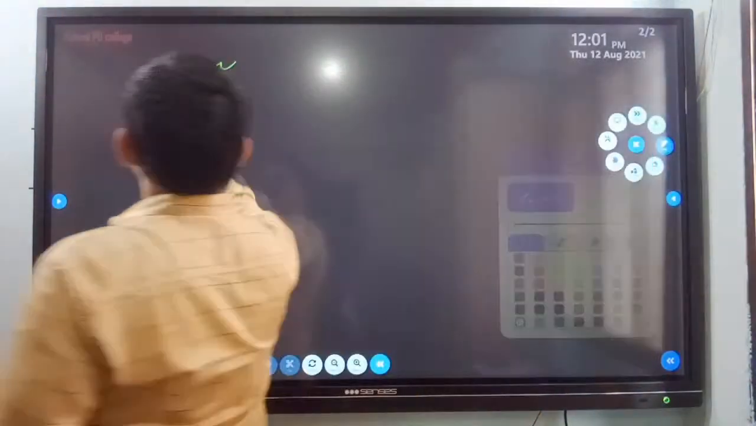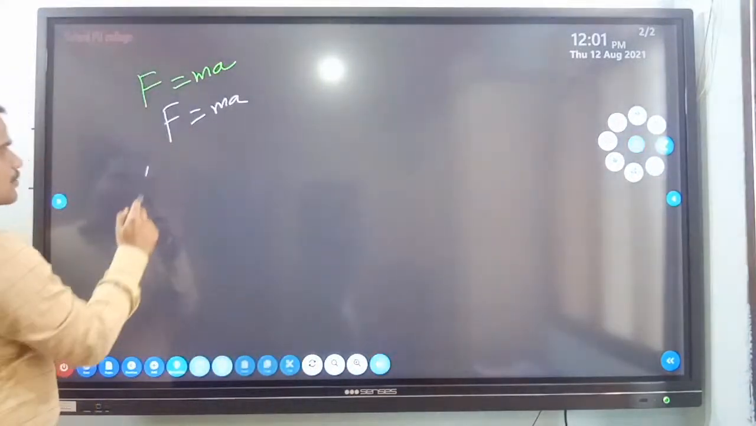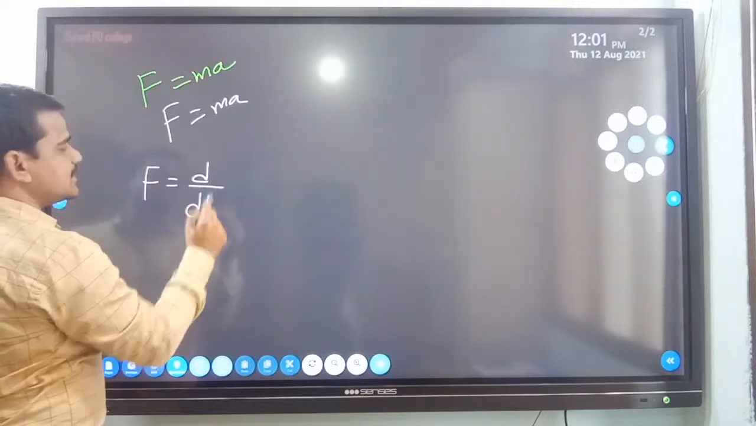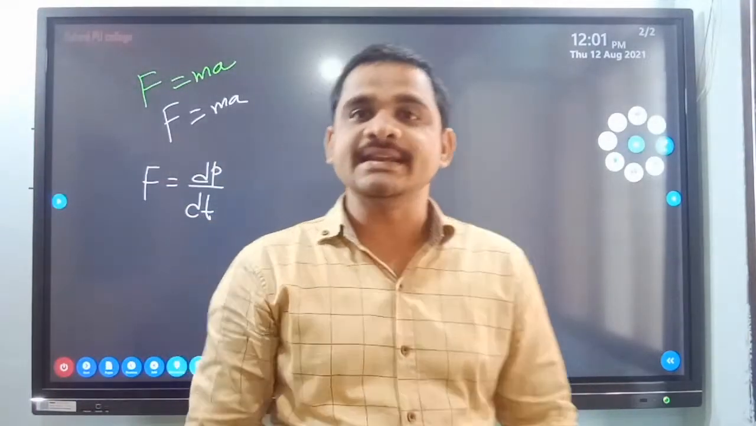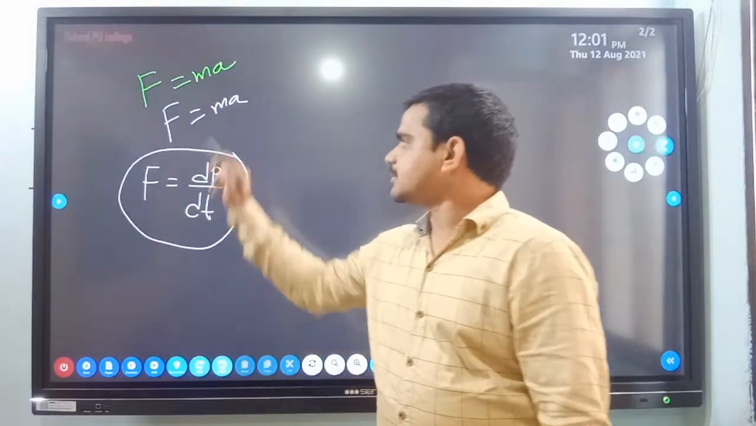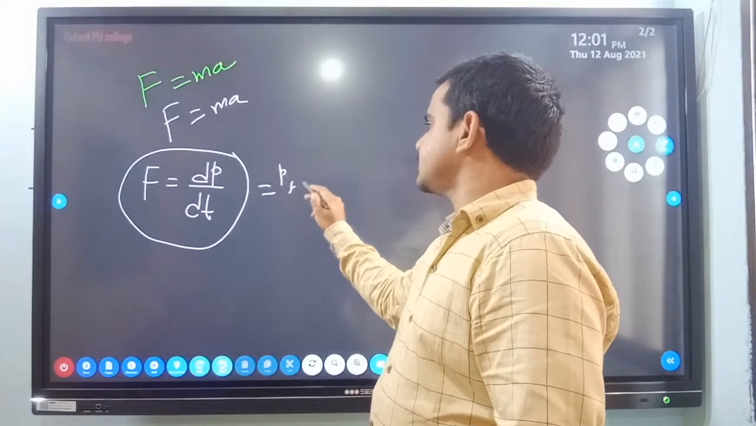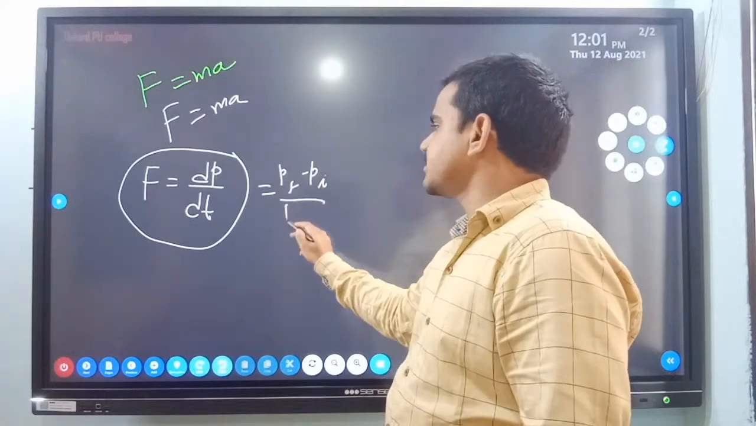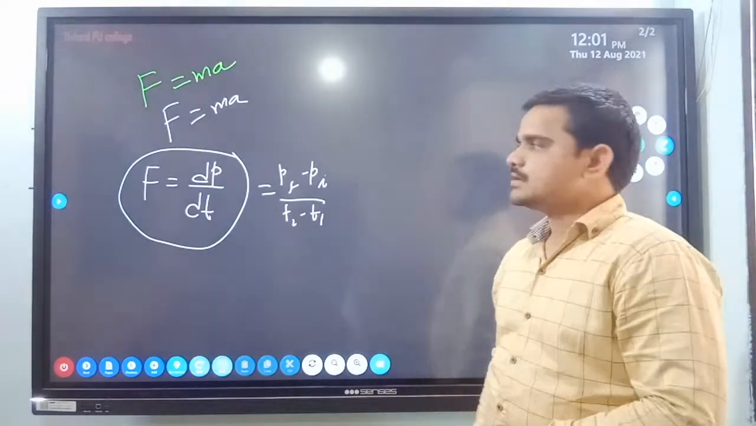Force F is equal to MA. Actually, what is the definition of force? Force means we can say rate of change of linear momentum. What does this dp represent, sir? Final momentum minus initial momentum. Same, dt means t2 minus t1. Correct? This is what we have seen.